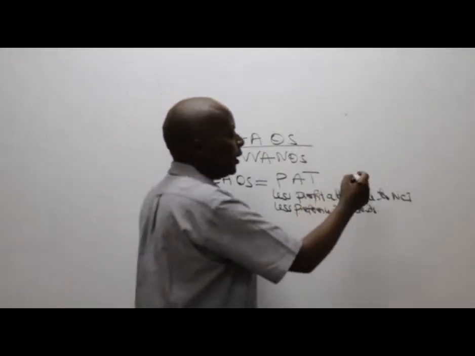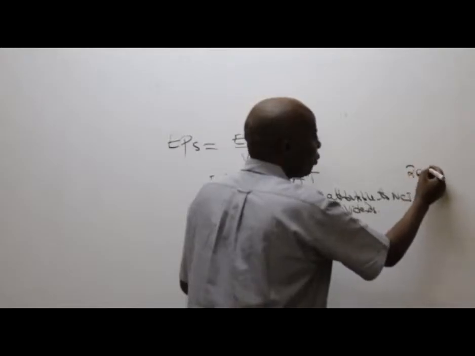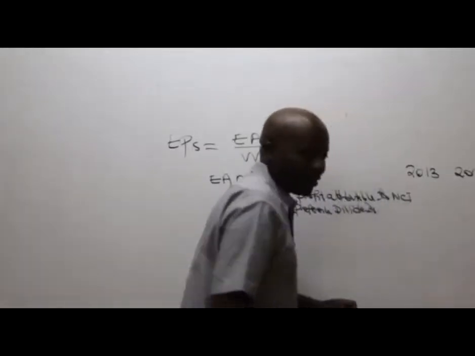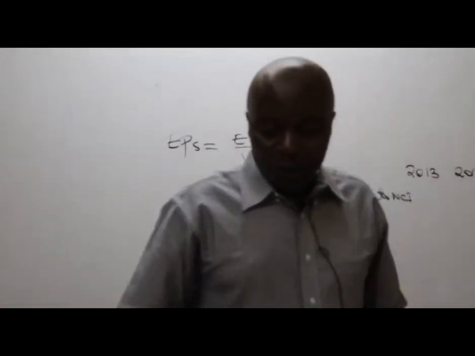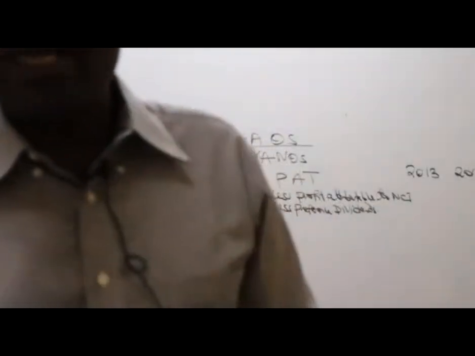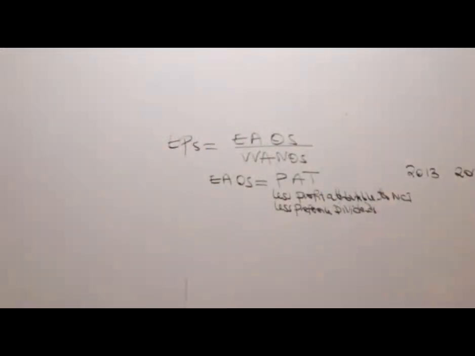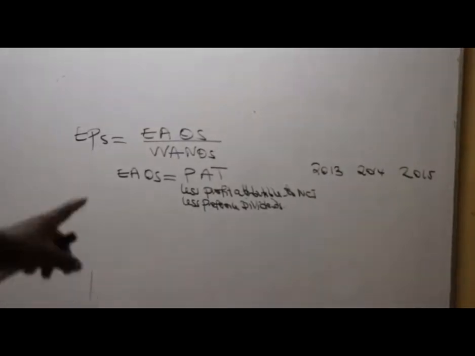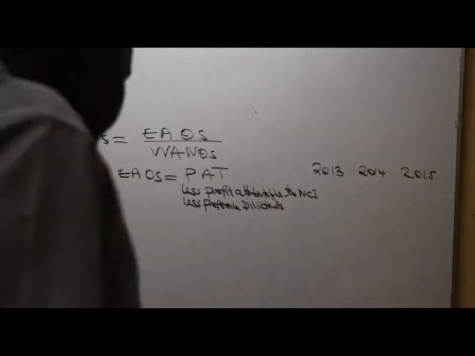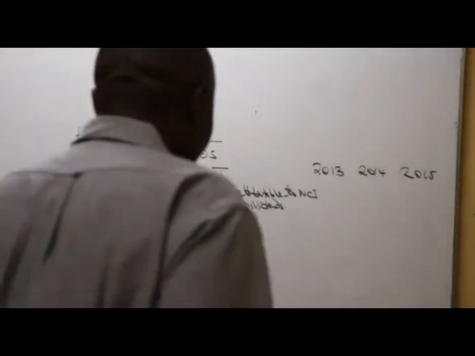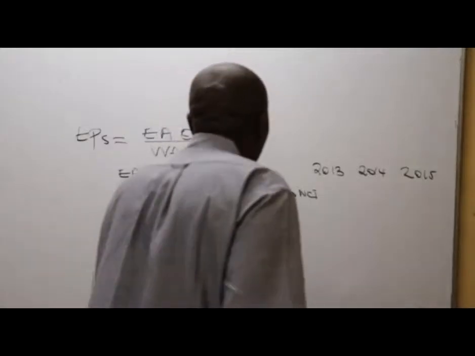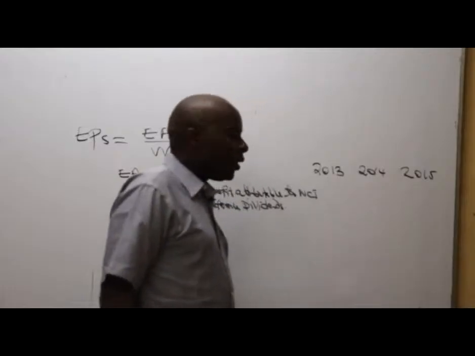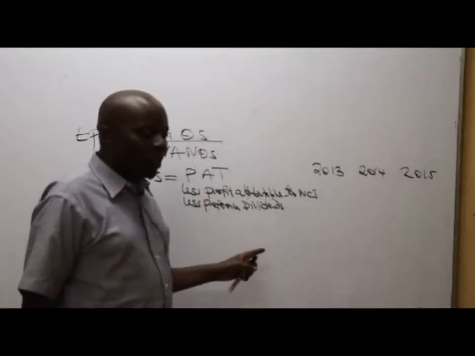So we have our 3 years: 2013, 2014, and 2015 there. Anytime they want you to calculate the earnings attributable to ordinary shareholders, we shall always be thinking like this. You take the reported profit after tax, you subtract any profit attributable to non-controlling interest, and then we also subtract any preference dividends.